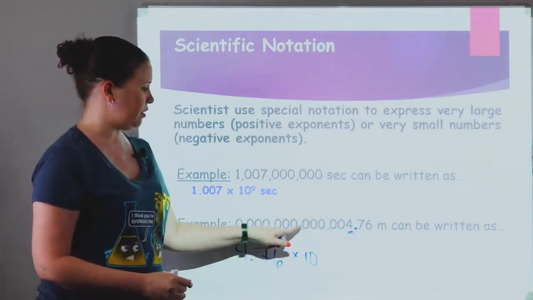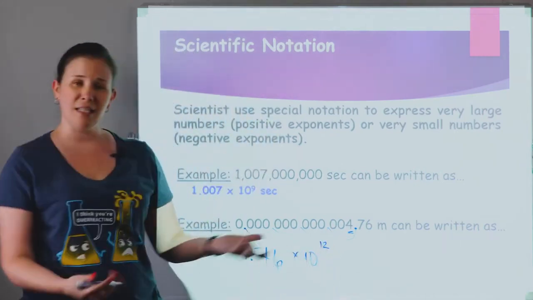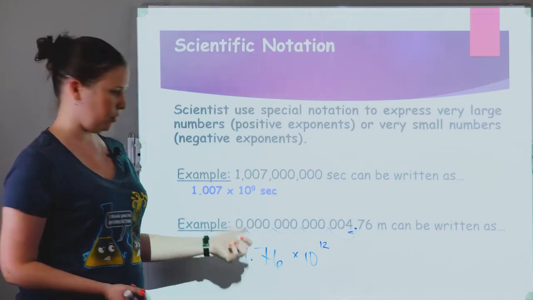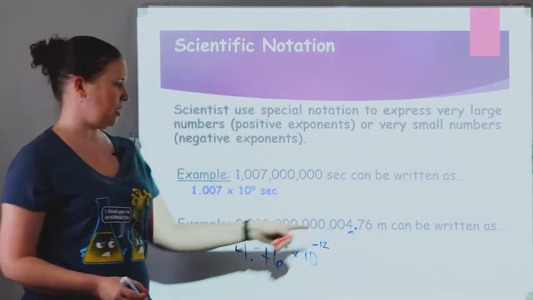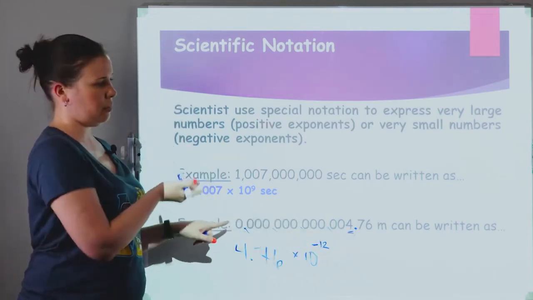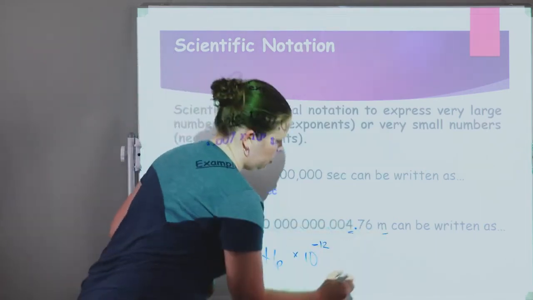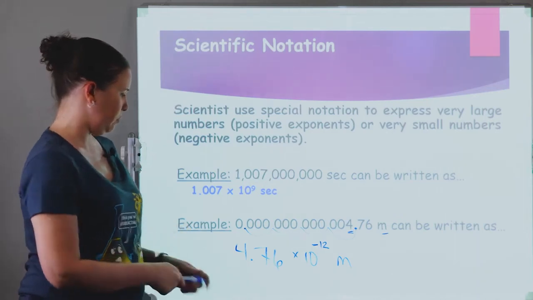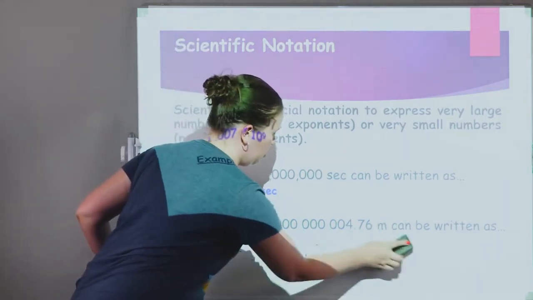That was the 3, 6, 9, 12. But is that a positive or a negative 12? Well, since this was a very small number, my exponent should be negative, indicating that the decimal would need to be moved to make it a very small number. And then the last thing I want to do is make sure I have my units, my meters. So this would be 4.76 times 10 to the negative 12 meters.